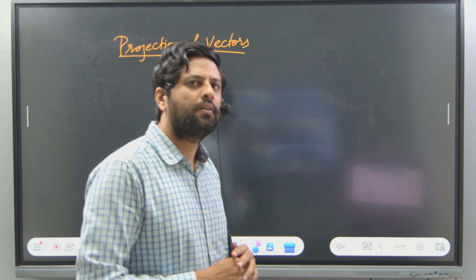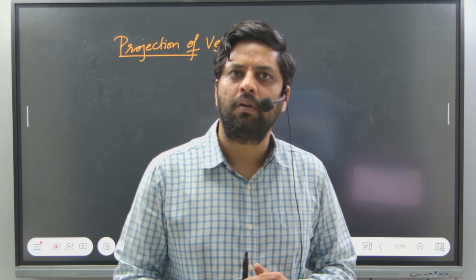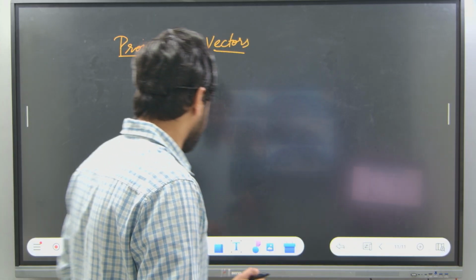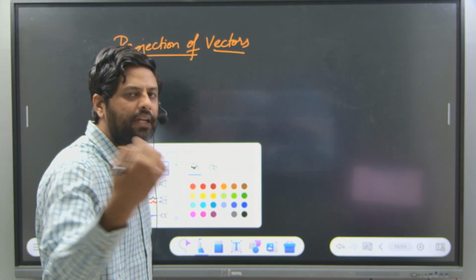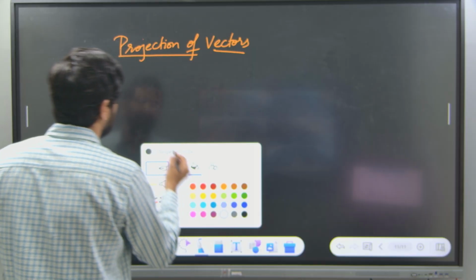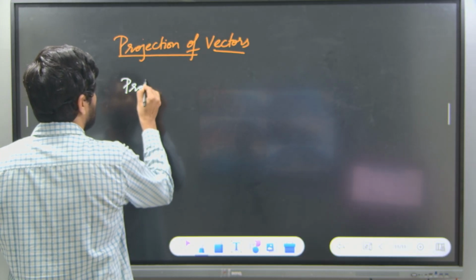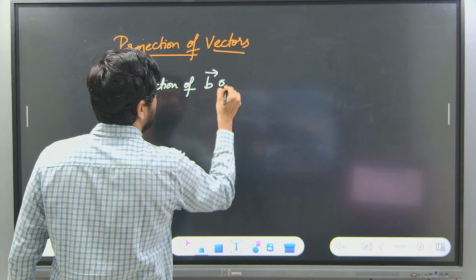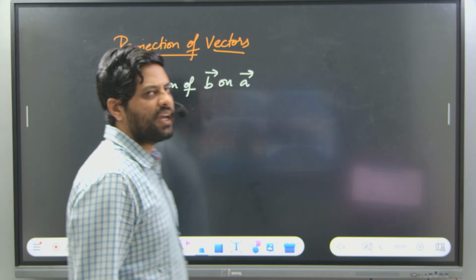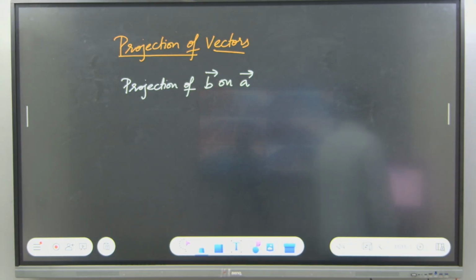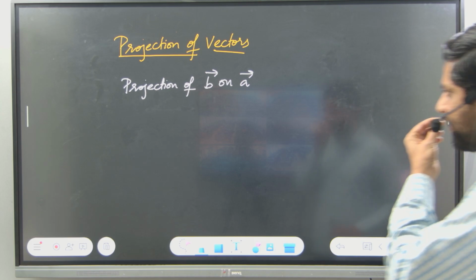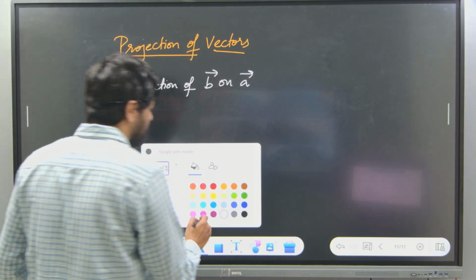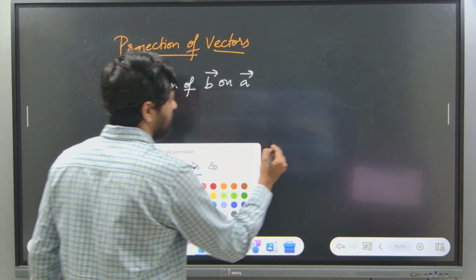What do you mean by projection of a vector? Okay, we'll understand the meaning also. He told me the formula, which is correct. Now, there are two vectors. When I say projection of B vector on A vector, we have two vectors, B vector and A vector. Now, what do we mean by projection of B on A?